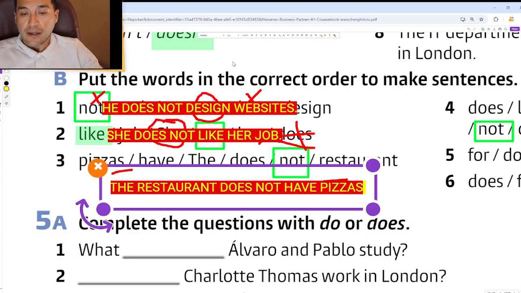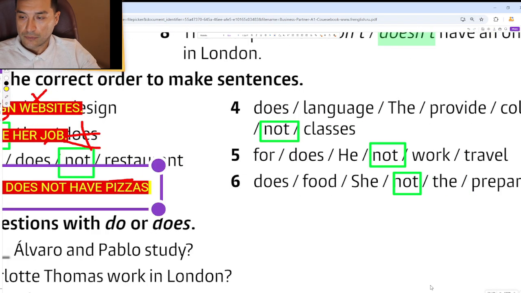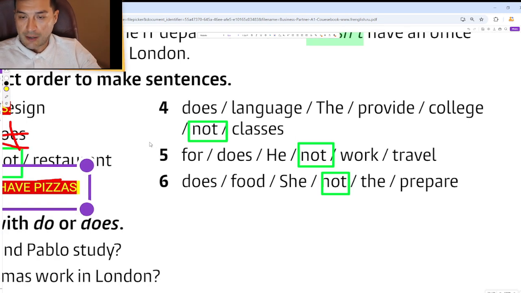Okay, let's repeat. He does not design websites, or we can say doesn't. He doesn't design websites. Number 2, she doesn't like her job. Number 3, the restaurant doesn't have pizzas. Good job. Let's go to number 4.